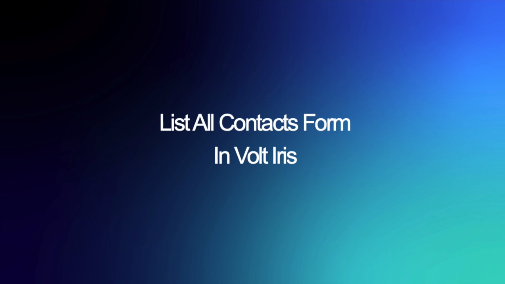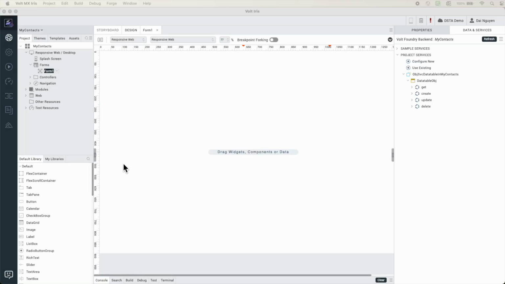Next, we will use Iris low code in order to create the form to list all contacts. First, we will rename form 1 into something more meaningful: FRM list contacts.